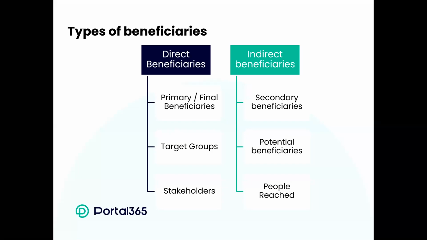As you notice here, with the direct beneficiaries we have the target groups and stakeholders, and the three categories are still direct beneficiaries: the stakeholders, target groups, and final beneficiaries. Then we have the indirect beneficiaries. We have what is called secondary beneficiaries, we have the potential beneficiaries, and we have the people reached.